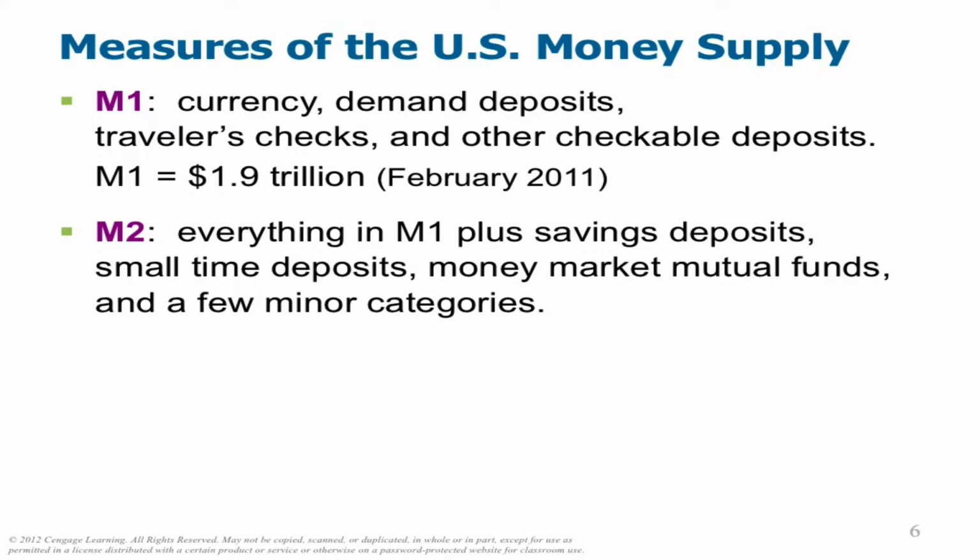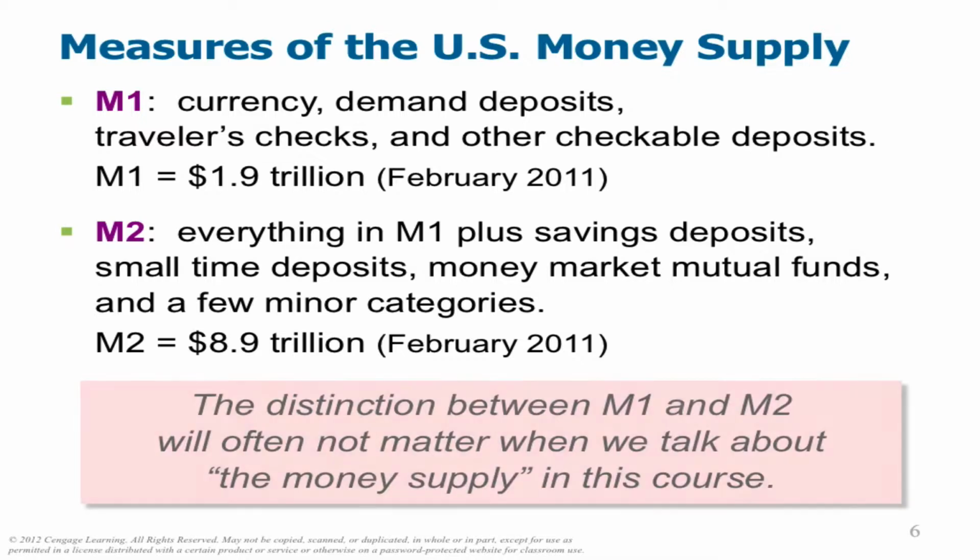M2 is everything in M1 plus your savings, your small time deposits, so your CDs, mutual funds, a few other things. The one that is of most concern to us is M1. Look at how much money people have in savings. 7 trillion in difference there, okay? 7 trillion in the savings. That's a lot of investment, isn't it?